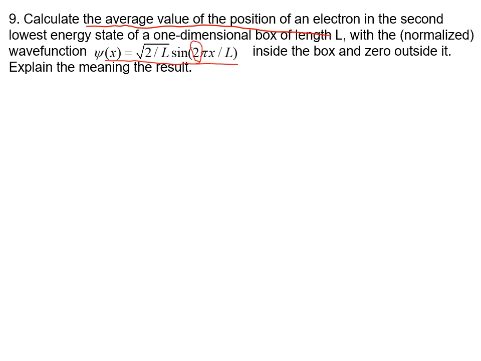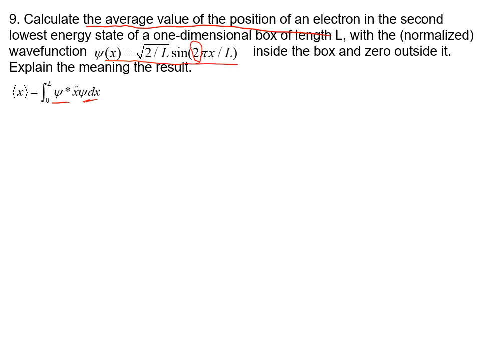Now average value in quantum mechanics is also called the expectation value. So in our lecture notes, you will see a slide titled expectation value. And the equation to calculate the expectation value is the wave function conjugate times the operator, and then times the wave function, integrated over the whole range.